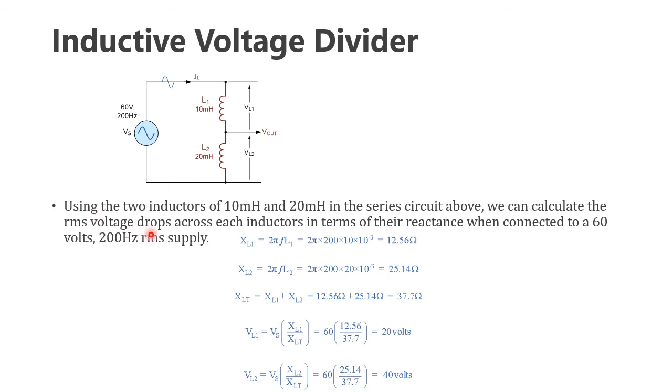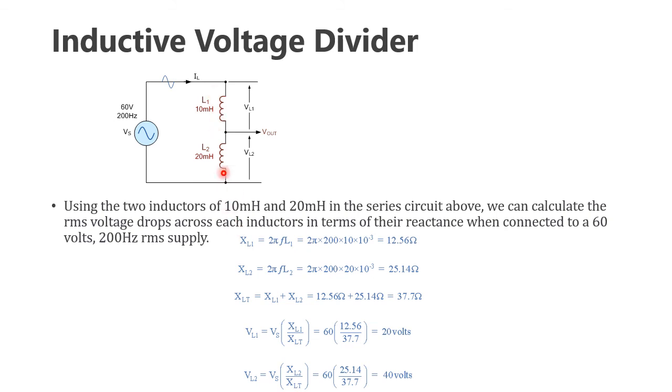Inductive voltage divider. Using the two inductors of 10 millihenry and 20 millihenry in the series circuit above, we can calculate the RMS voltage drops across each inductor in terms of their reactance when connected to a 60 volts 200 Hz RMS supply. So here there are two inductors connected in series. Our question is we have to find the voltage drop across each inductor. To find the voltage drop across each inductor, we have to find the reactance of each inductor.